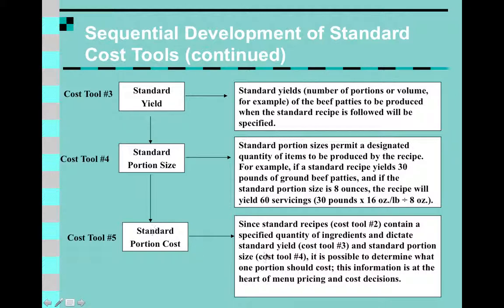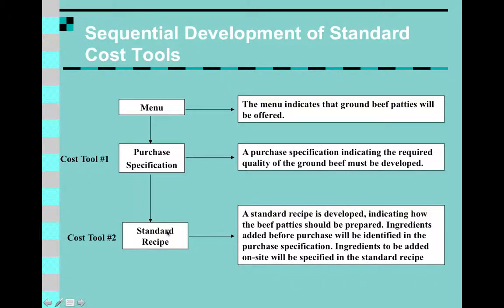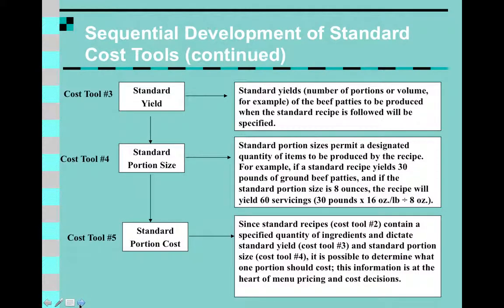Standard portion costs. Since the standard recipe in cost tool 2, that's back here, contains a specific quantity of ingredients, and we have our standard yield up here and a standard portion size right here, we can do the standard portion cost, and this is really what we're looking for. This is the information at the very end that helps us determine how much we should charge for the item.